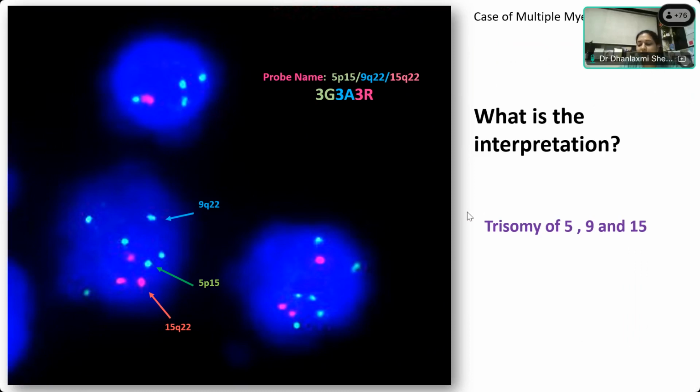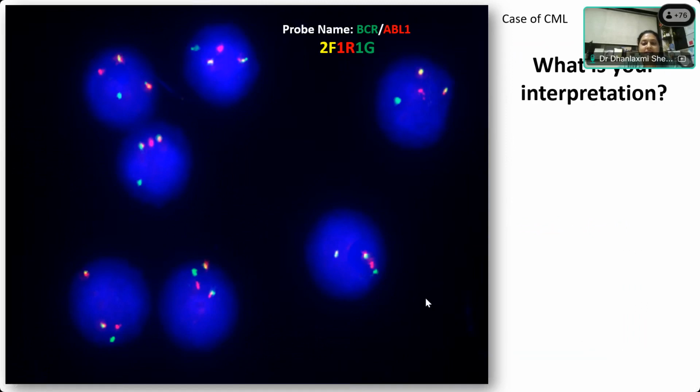I'm happy that you guys are answering. This is a case of CML. Here the probe that has been used on these interphase cells is the BCR-ABL probe, as Dr. Mayur has already explained. BCR is present on chromosome 22 and ABL1 on chromosome 9q. This is the signal pattern which you can see, which is 2 fusion, right? 1 red, 1 green.